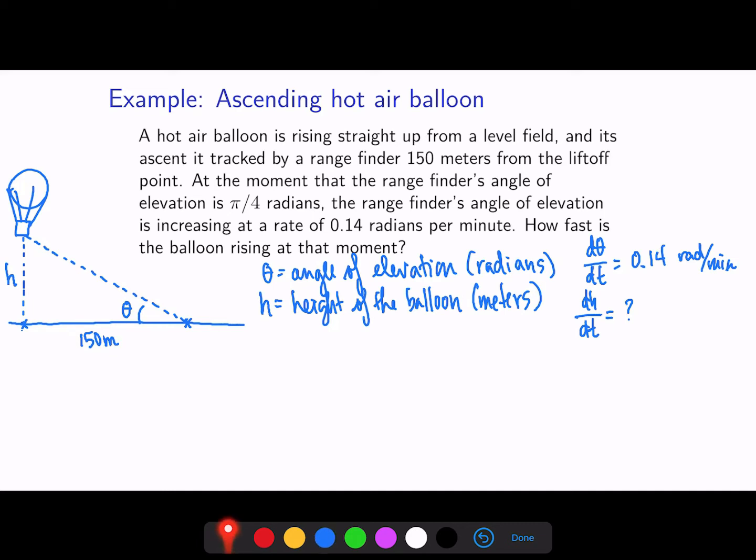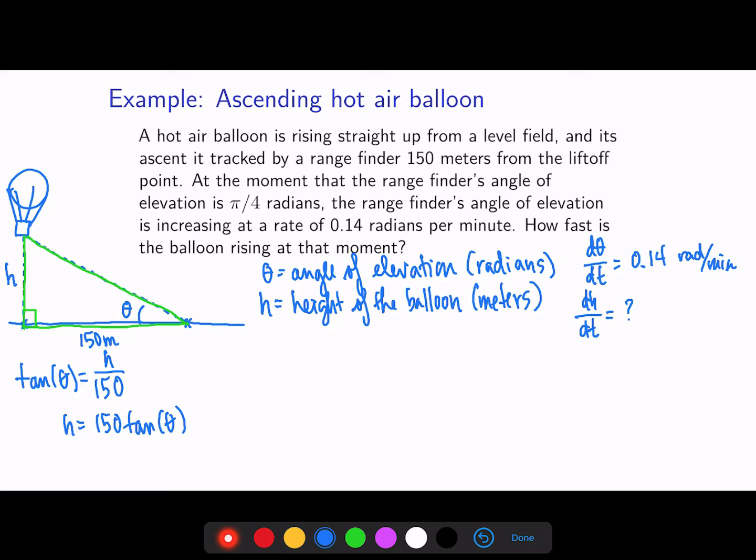So looking at the layout of our variables, it looks like we need to find an equation that relates the angle of elevation to the height, because we have those two variables and we have their derivatives. I look over at my picture and I see, there's a right triangle right here. So I can use right triangle trigonometry. Indeed, the tangent of my angle of elevation is the ratio of the lengths of the opposite side and the adjacent side. So this gives me a nice formula that relates h and theta. Indeed, h equals 150 tangent theta.